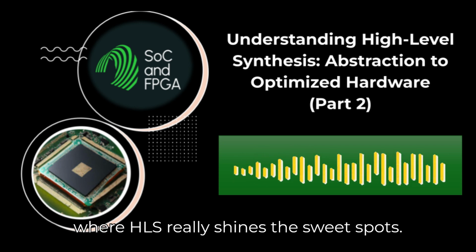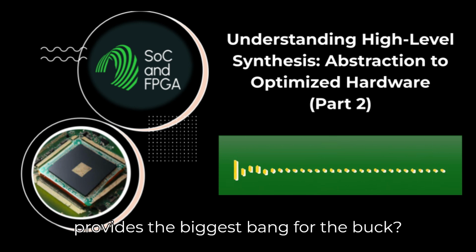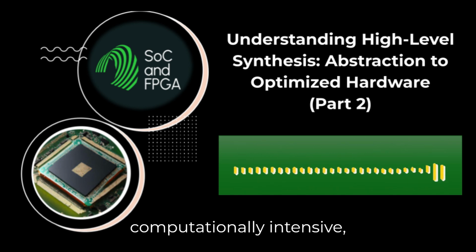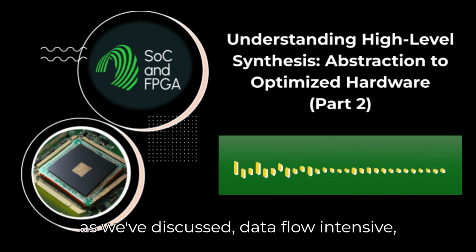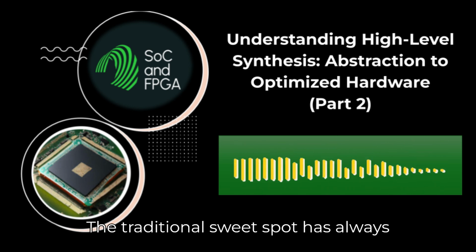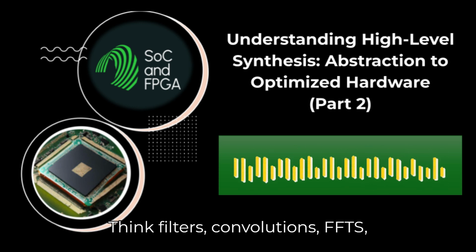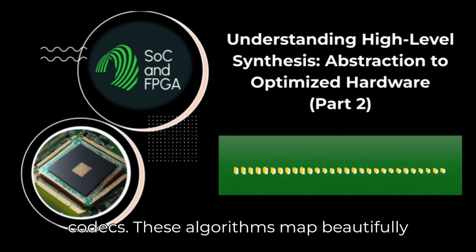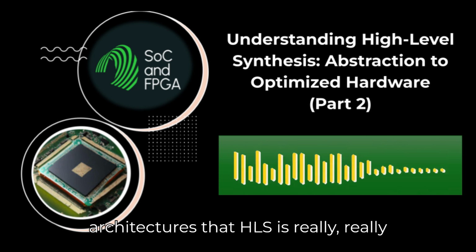Okay, let's talk about where HLS really shines, the sweet spots. What are the key applications where it provides the biggest bang for the buck? HLS really excels in areas that are computationally intensive, algorithmically complex, and especially, as we've discussed, data flow intensive. Like processing streams of data. Exactly. The traditional sweet spot has always been image, video, and signal processing. Think filters, convolutions, FFTs, codecs. These algorithms map beautifully to the pipelined, streaming hardware architectures that HLS is really, really good at generating.